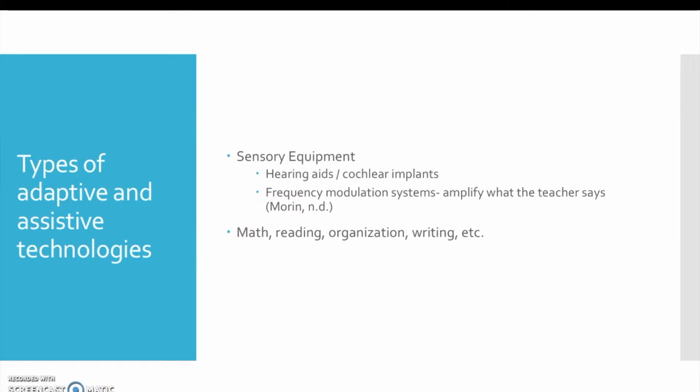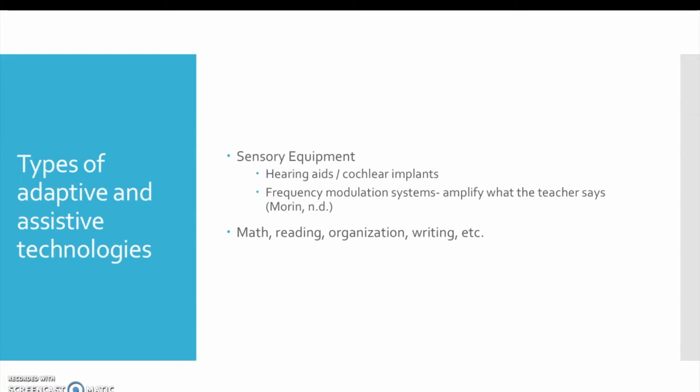Types of adaptive and assistive technologies: you have sensory equipment, such as hearing aids and cochlear implants. As I said before, hearing aids enhance a person's hearing, and these implants are for people that are deaf in either one ear or both ears, and they get these implants and they allow them to hear. In classrooms, you can often see frequency modulation systems, which will amplify what the teacher says. Essentially, the teacher wears a microphone and it is transmitted through a speaker to where students can hear that over all of the extra noise. It allows them to focus strictly on what the teacher is saying and to block out all other unnecessary noise.